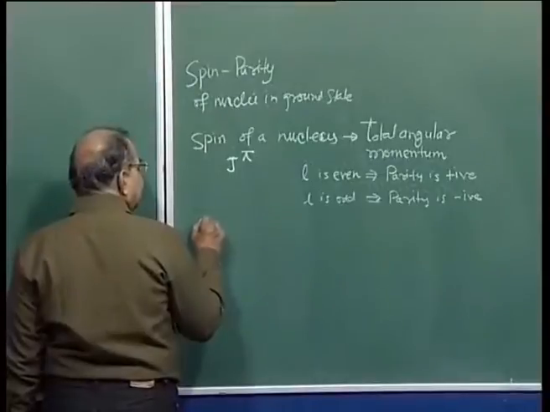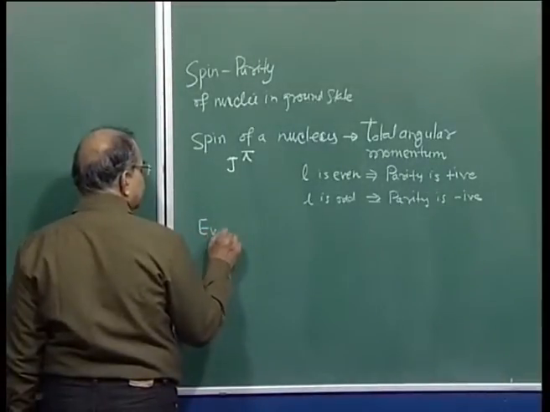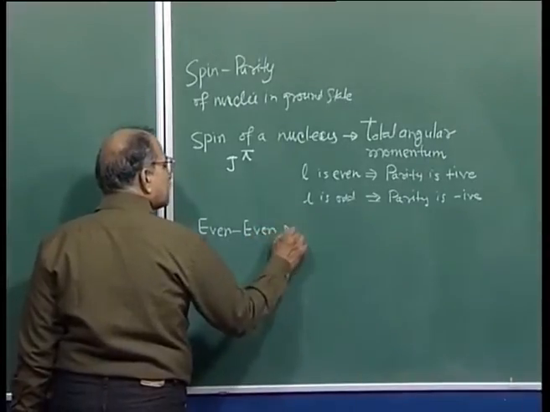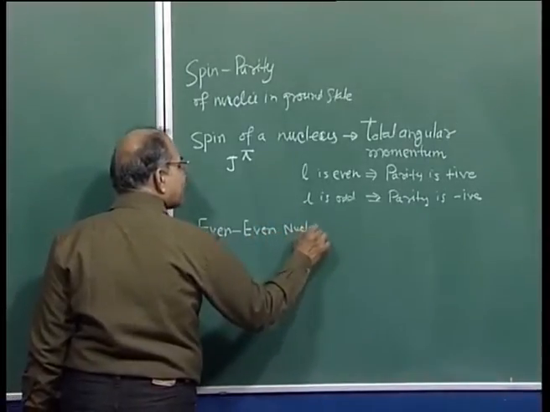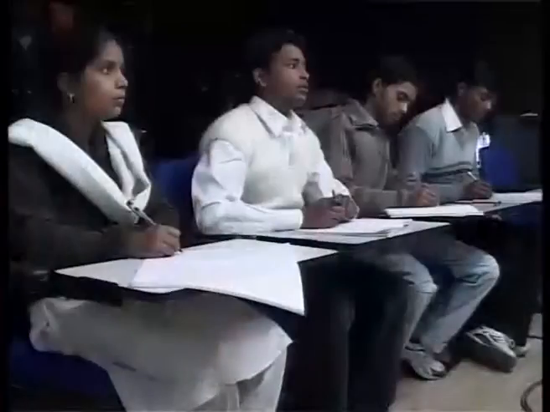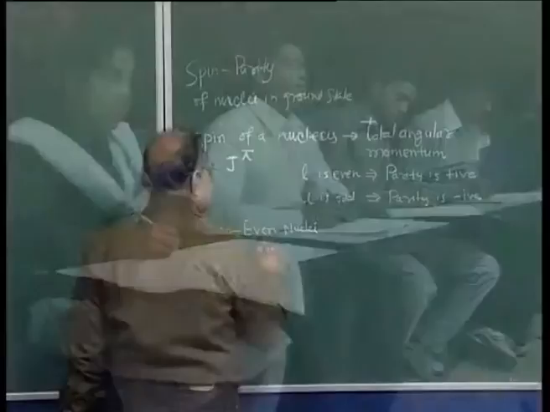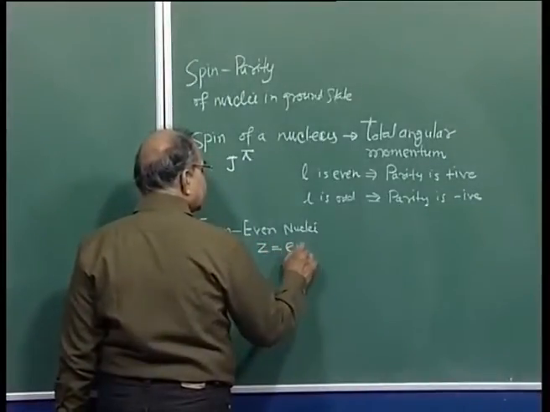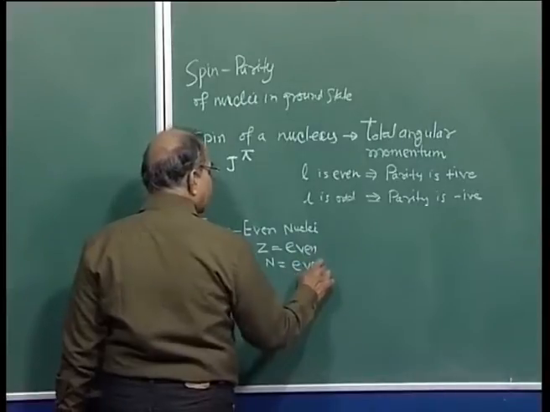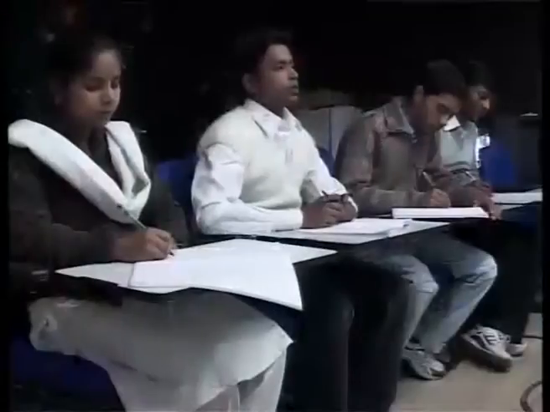So, first even nuclei. When I write even nuclei, what do I mean? Yes, Z is even and N is even. Z is even and also N is even. These are called even nuclei.